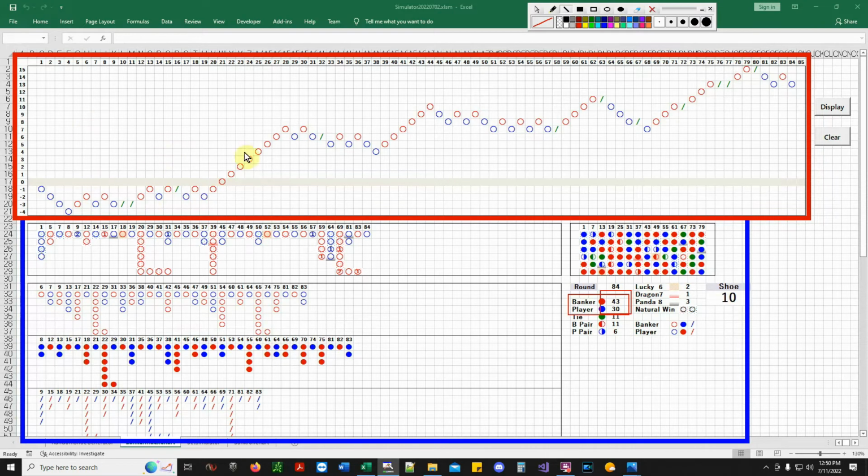Being able to see this chart in front of you gives you a visual reference as to what is going on. The banker index chart. Here's how the count goes. You add 1 for banker and you subtract 1 for player.